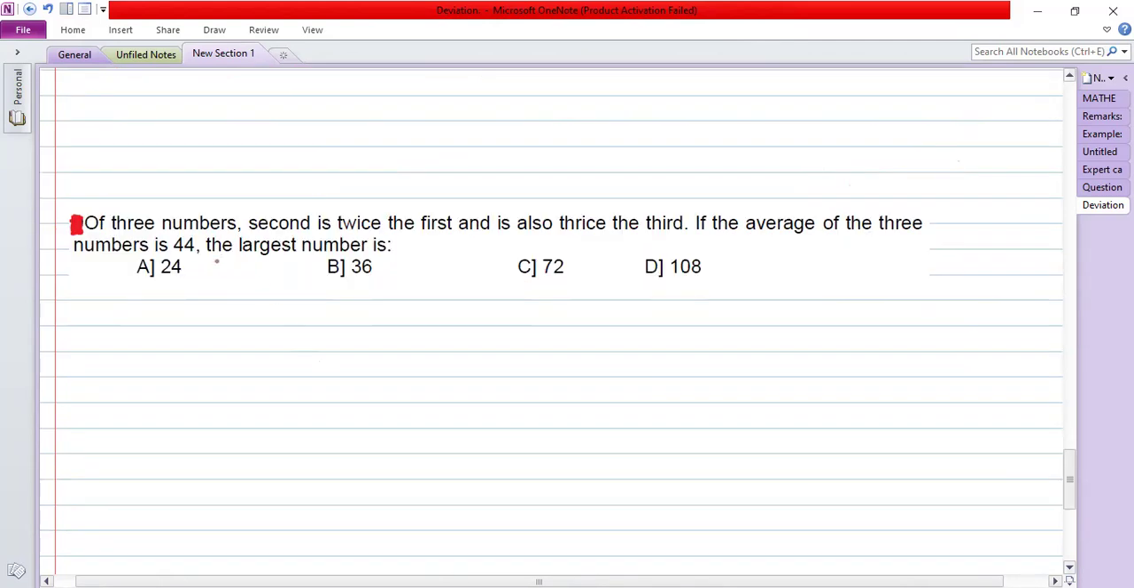So here there are three numbers, say A, B, and C. Now the second is twice the first and is also thrice the third. Means this B is twice the first and it is also thrice the third. And if the average of these numbers is 44, what is the largest number? We assume that the number C, let it be 1. Then obviously the second, it is thrice the third, means it must be 3.